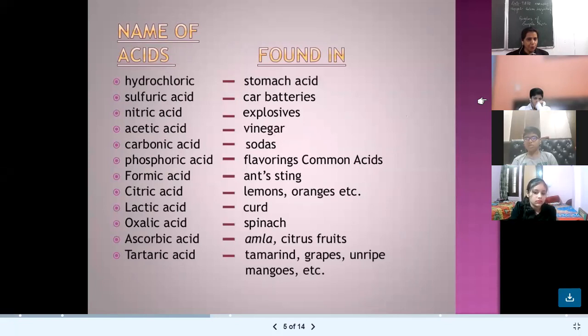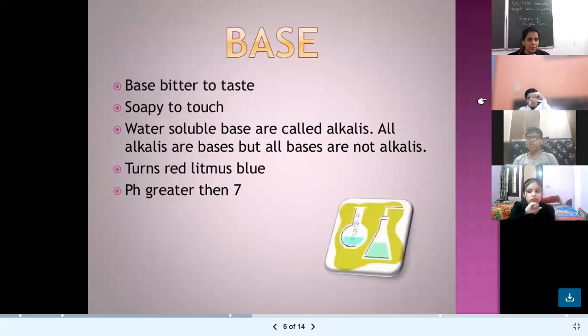You can read it yourself and see. Ant sting, formic acid. Lemon, orange, citric. Lactic, oxalic. Turmeric, mangoes, grapes, unripe mangoes, they are sour in taste. Tartaric acid is present. And amla, citric acid. Spinach, oxalic acid. Curd, lactic acid is present in it. Okay, so it's very good. Any one-mark questions can be there, asking which acid is present here. So this was about the acid.